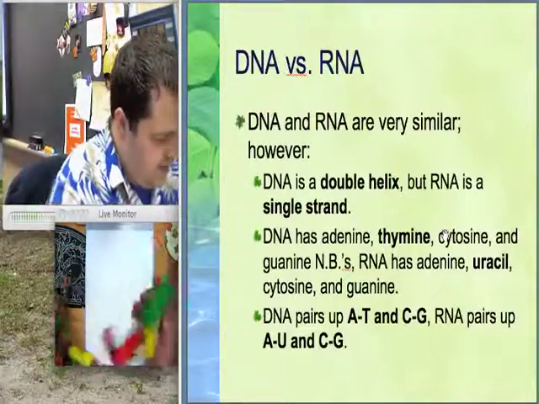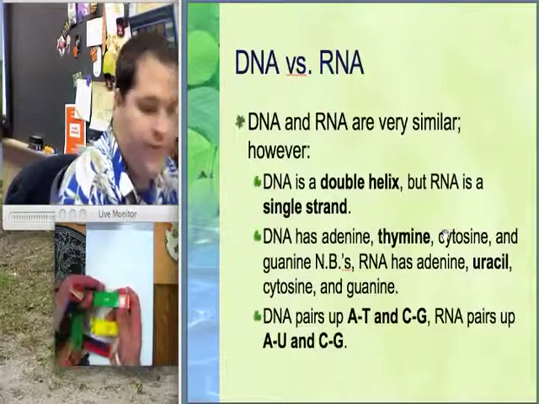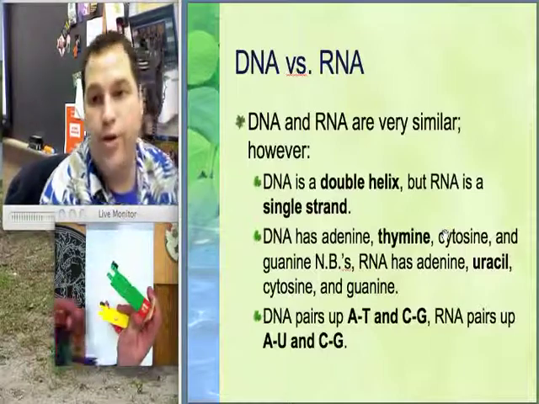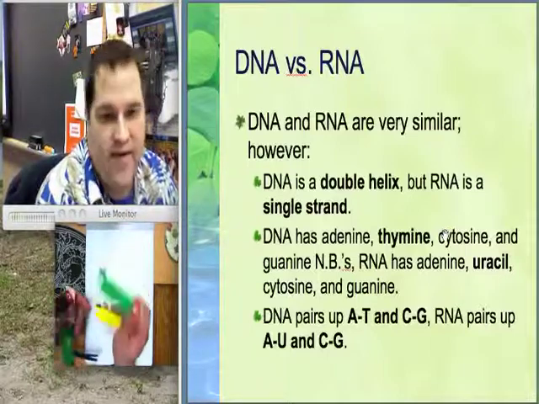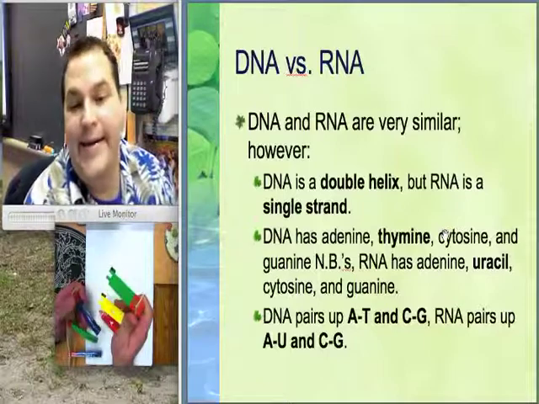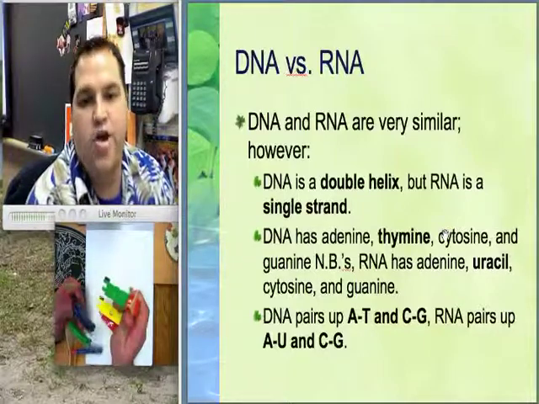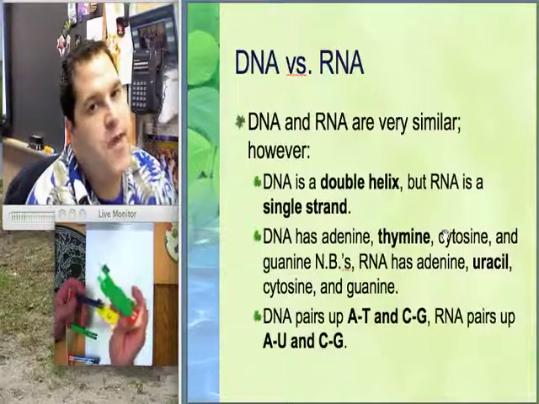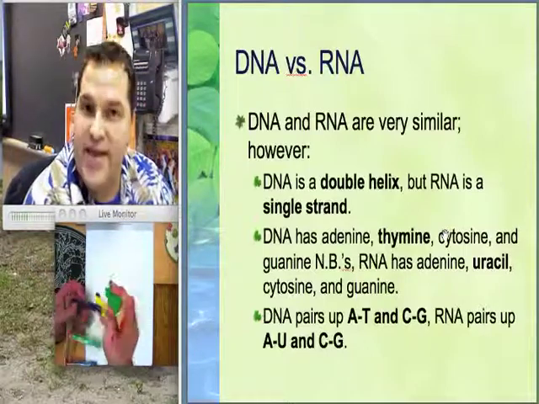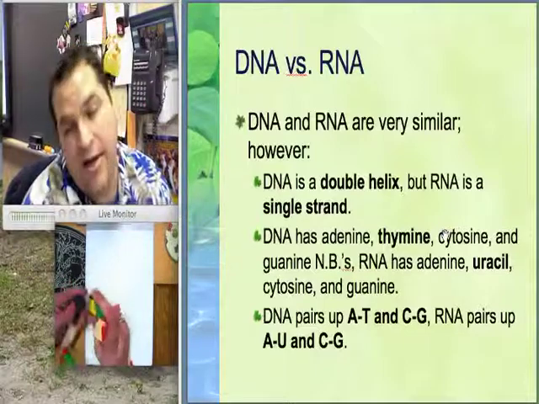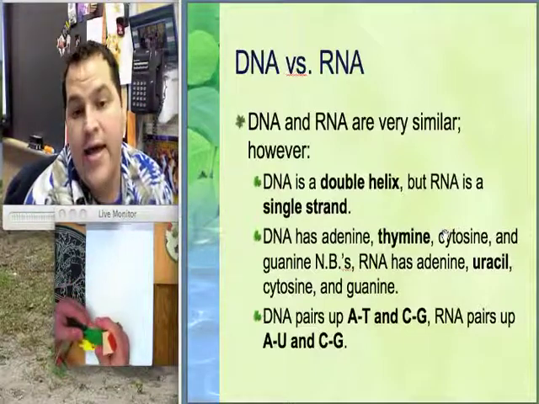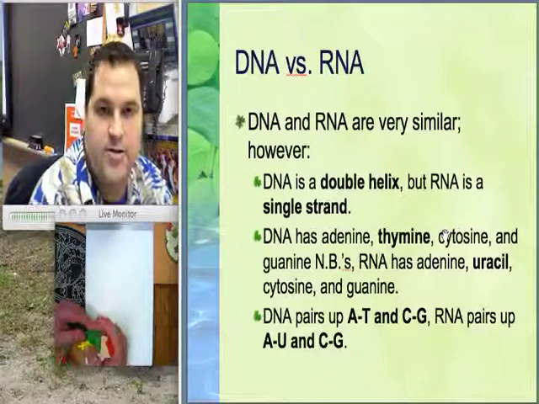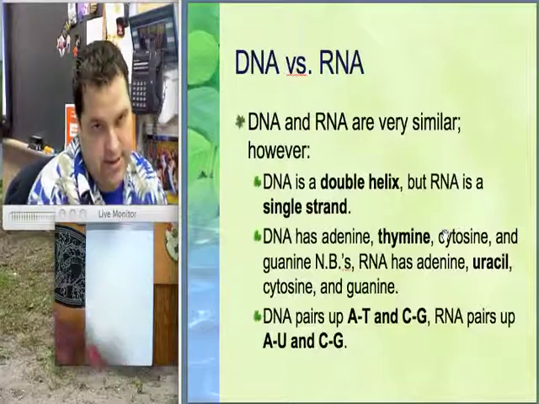Another difference is that in DNA, we have thymine, but if this were actually RNA, this thymine would be uracil, okay? So we have adenine, thymine, cytosine, and guanine in DNA, but in RNA, we have adenine, uracil, cytosine, and guanine. Finally, the base pairs are pretty much the same, except where you would expect to see a thymine in RNA, you'll actually see a uracil. So DNA pairs up AT and CG, whereas RNA pairs up AU and CG.